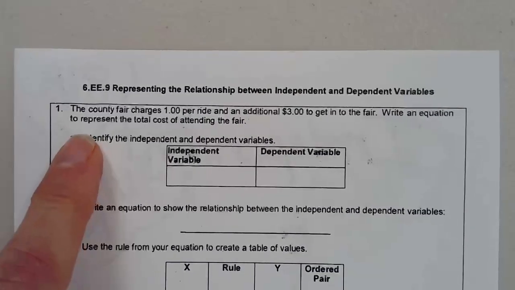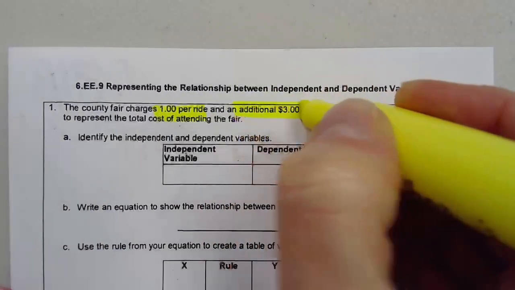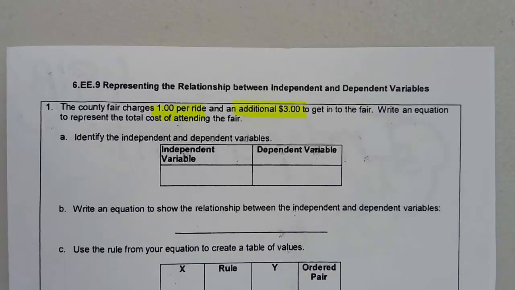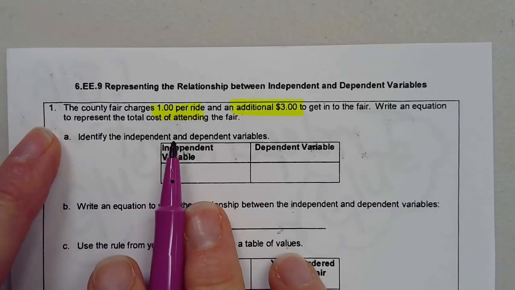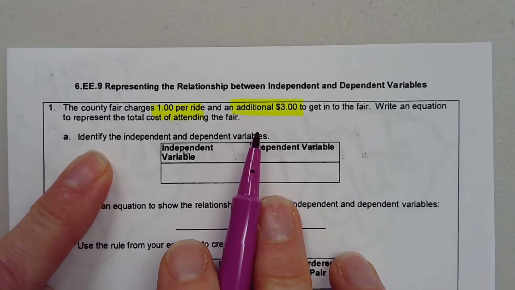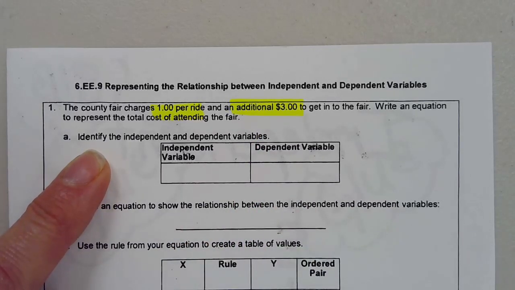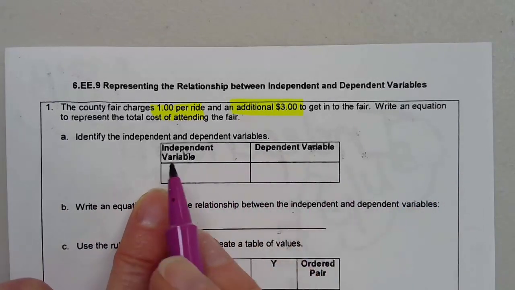So don't forget that you've got to pay that entry fee in order to get in. It says that the county fair charges $1 per ride, and then an additional $3 because you have to get into the fair. There's that entrance fee. We're going to write an equation that represents the total cost of attending the fair. Raise your hand if you rode rides when you went. So you paid more than I did, because you had to pay for the ride.